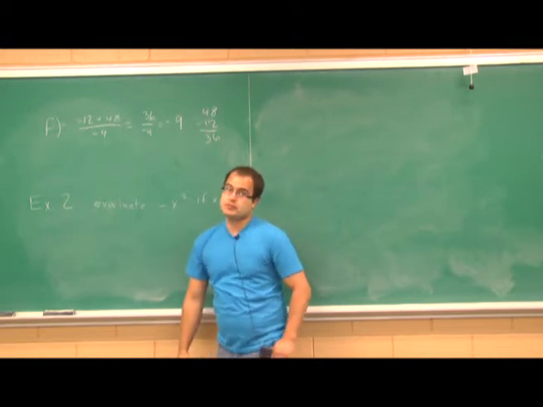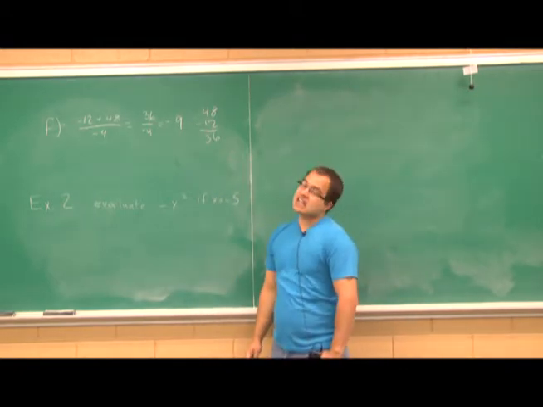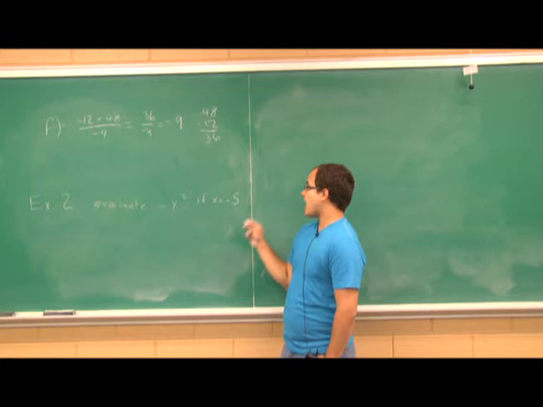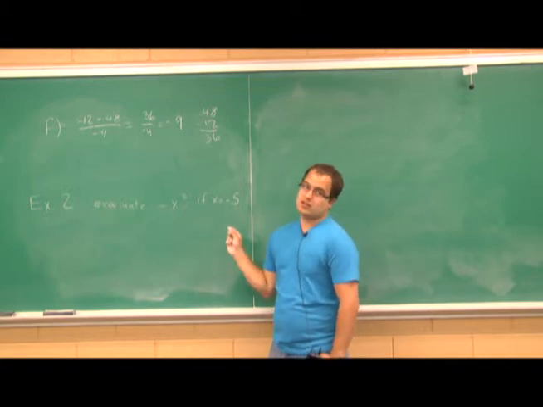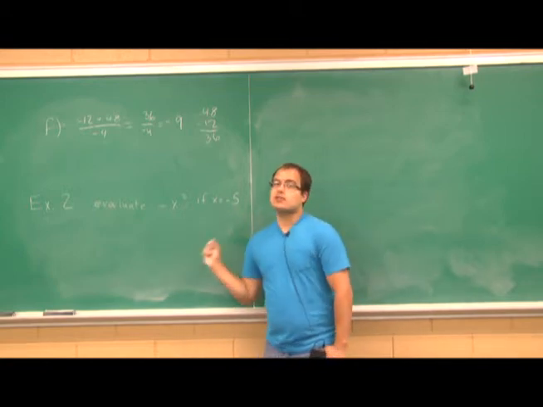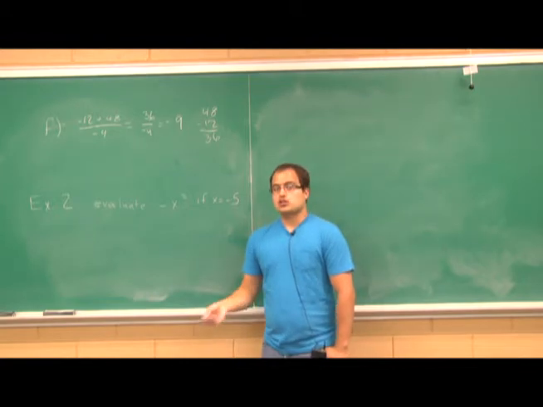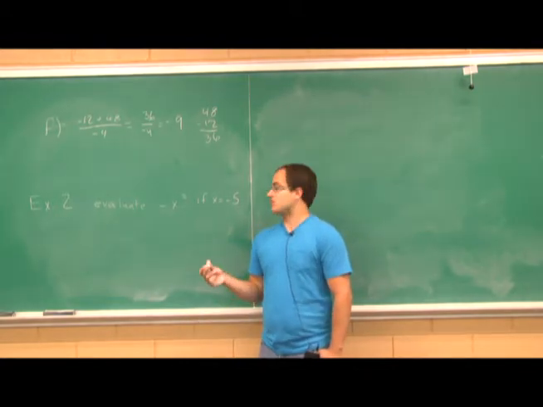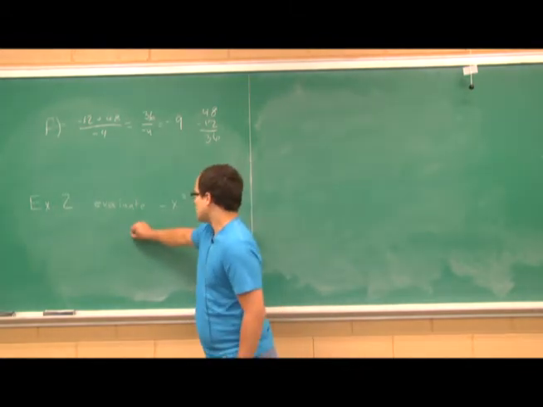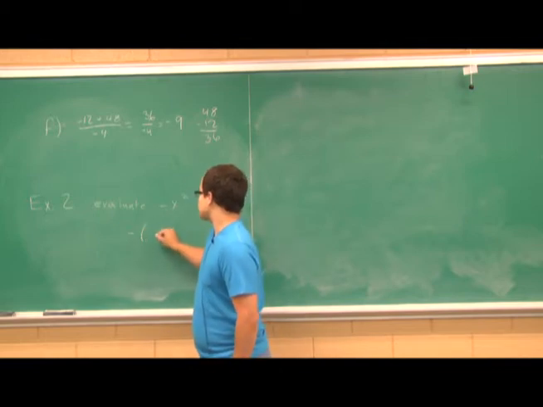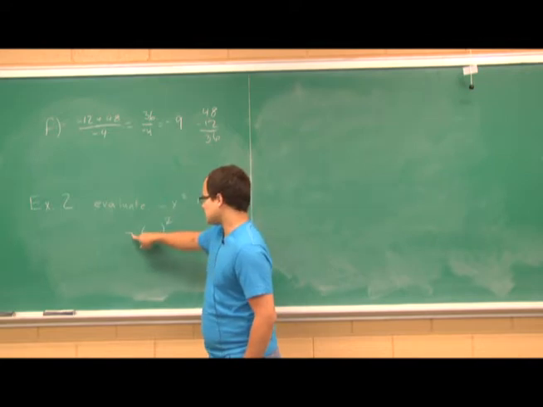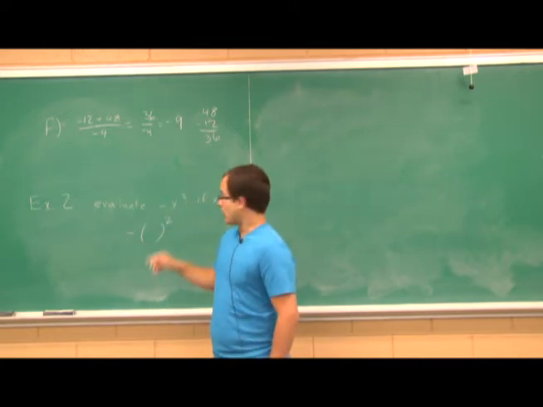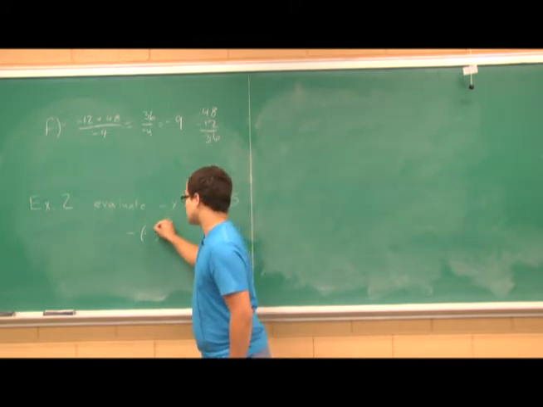Example 2. Evaluate negative x squared if x is negative 5. Now this you have to be careful of where you place your parentheses when you substitute negative 5 in for x. Because the only spot that gets parentheses is where that x was. The negative doesn't go in there and the squared doesn't go in there. Only the negative 5 does.